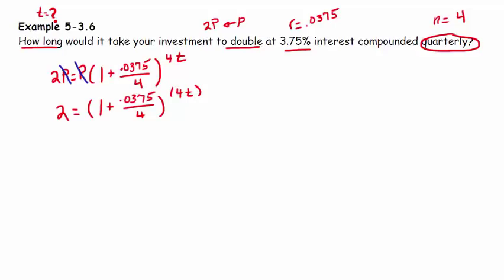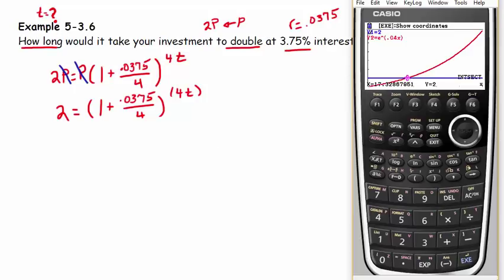Okay, now this piece inside the parentheses here, this base is just a number. Okay, so we can take the natural log of both sides so that we can then bring down our exponent. So let's first, just to simplify things, figure out what that number might be. If I take 1 plus 0.0375 divided by 4, we get 0.009375.